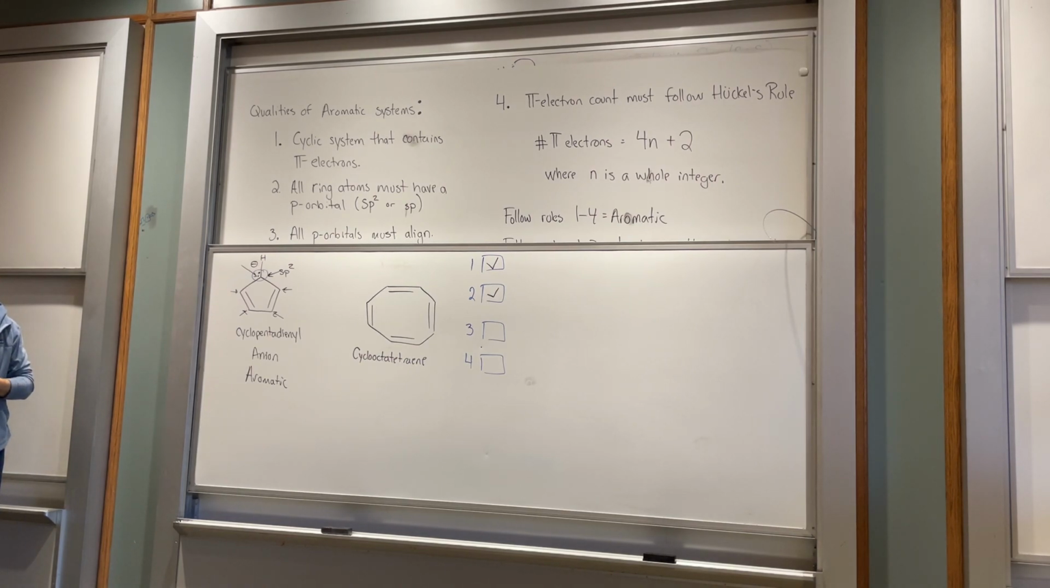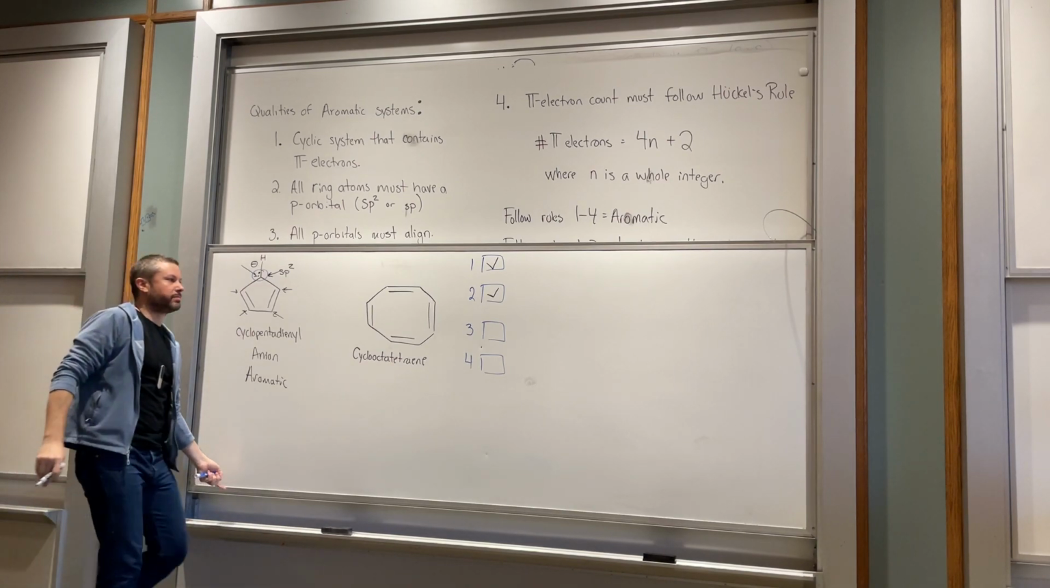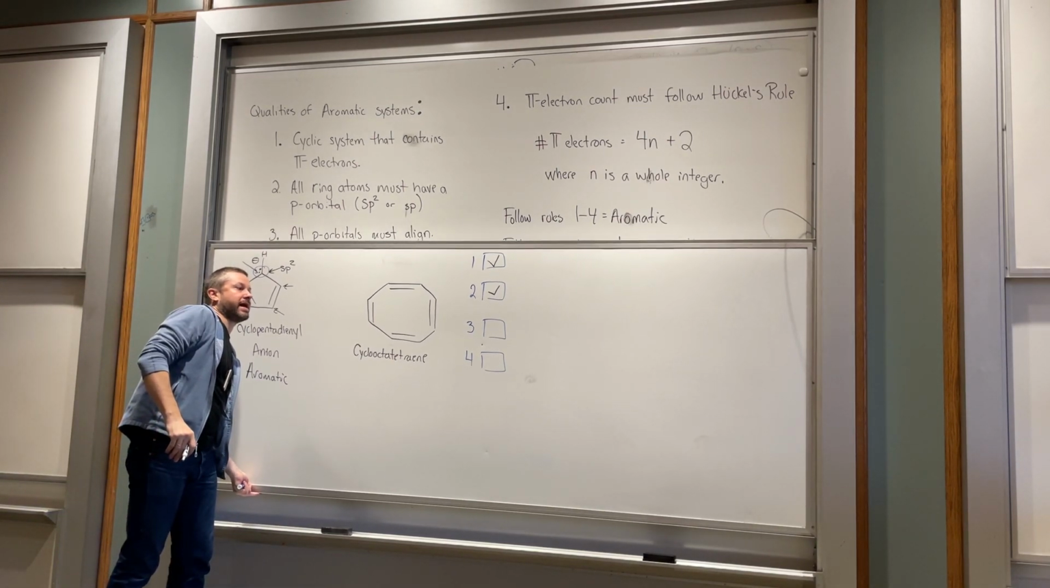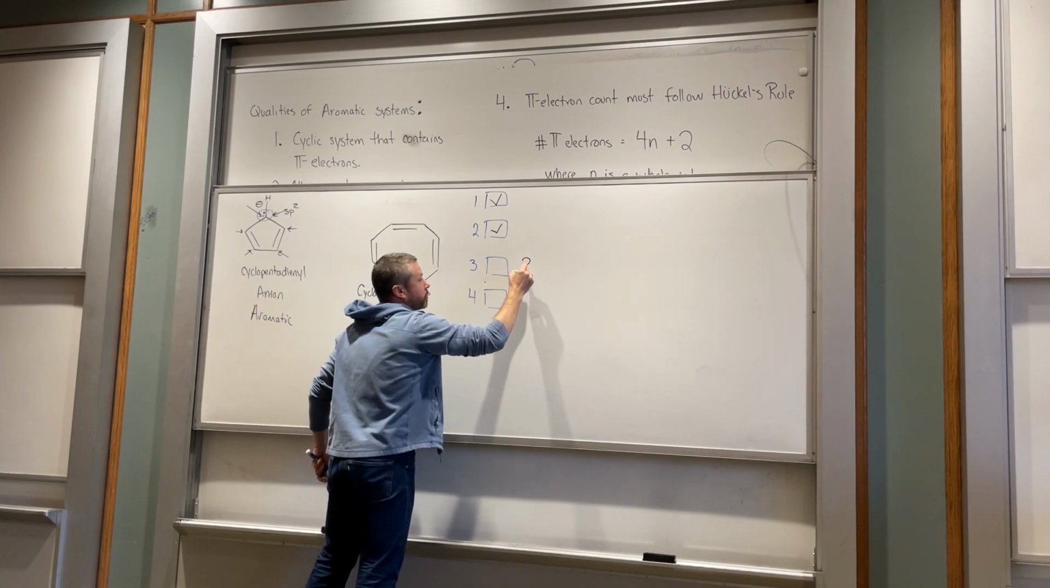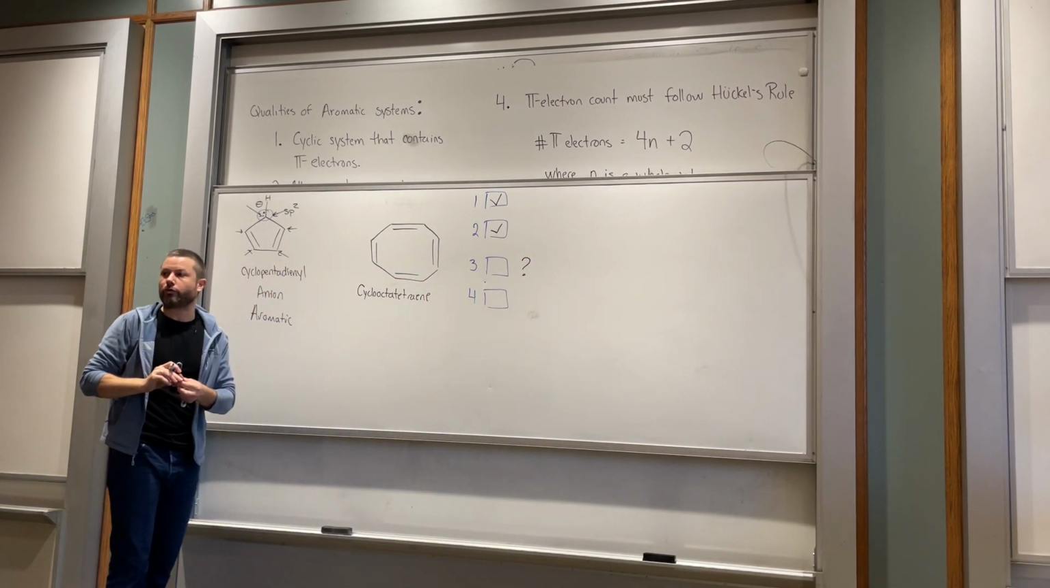Those cyclic molecules will be planar. 8 and above, we're not sure, right? It kind of depends upon whether that system is aromatic or not, right? So we're going to put a question mark here and just move on to rule 4.